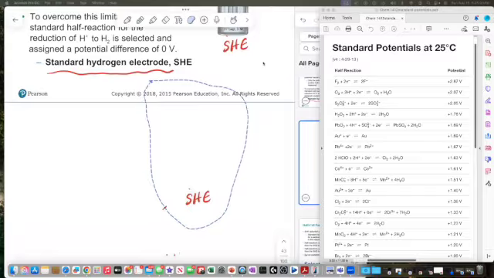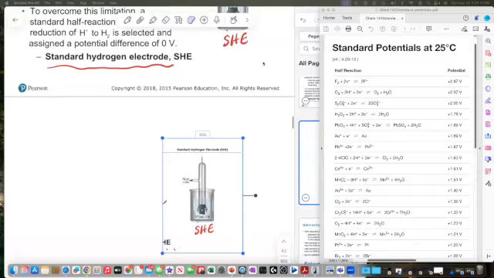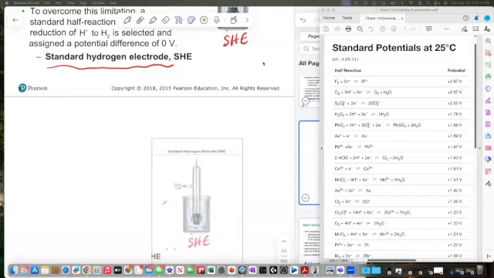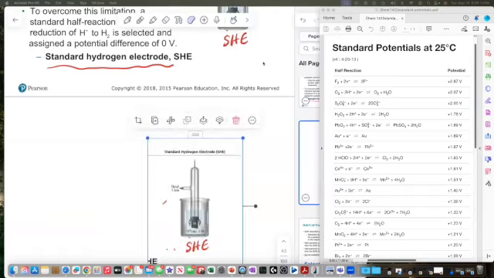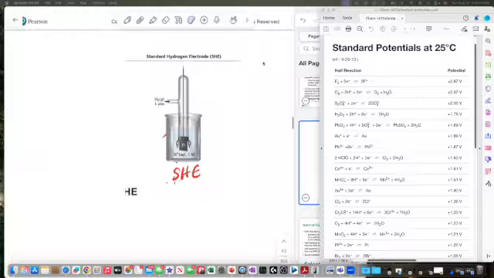Paste. No. Let me go back. How do I go back? Go back. Paste image. Much better. Okay, let me make this image bigger. So instead of me trying to draw this complicated picture, which I tried to, my picture was horrible. Let me just make this. So we're going to call this our cathode. This would be our cathode. Okay. So the SHE in this case was assigned as the cathode.